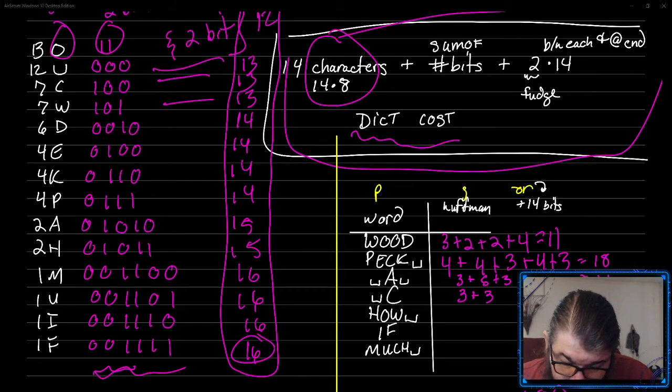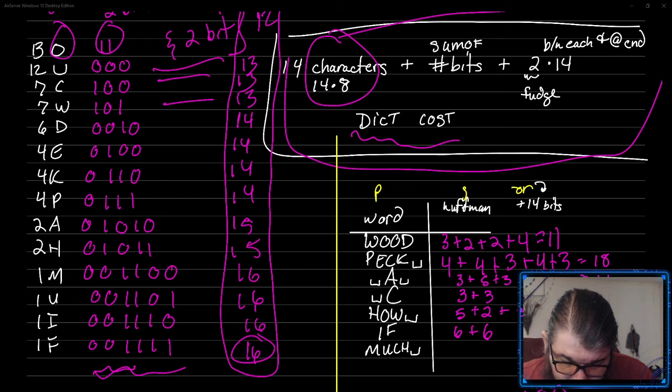How about "how"? That's 5 plus O plus W, and I'm just counting bits here for how many bits it's going to require me to send these. So it's 6, 7, 8, that's 13. How about "if"? If is a big 6 points, plus the other F is 6 points.